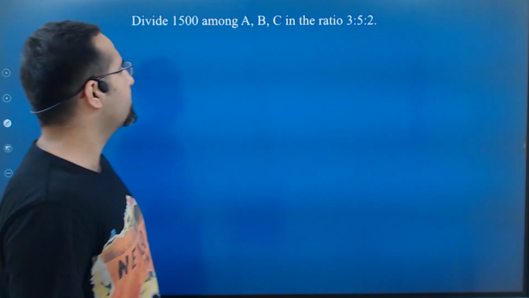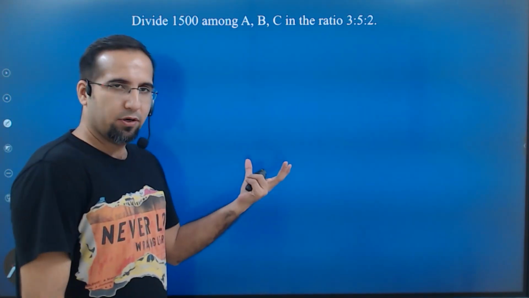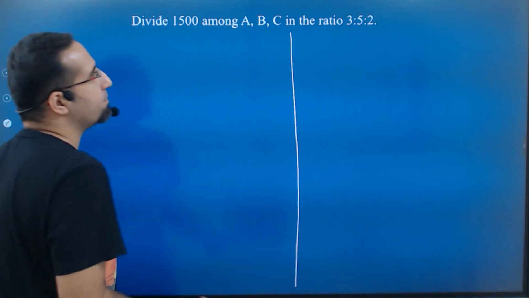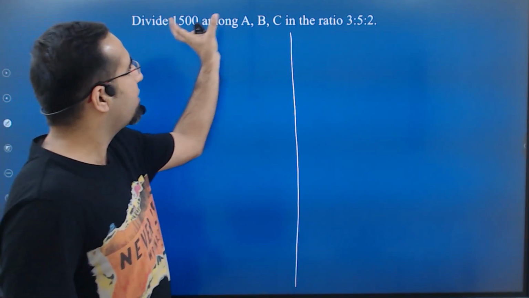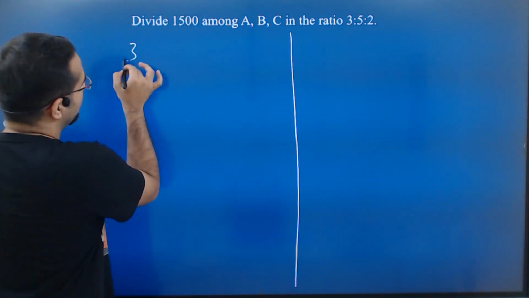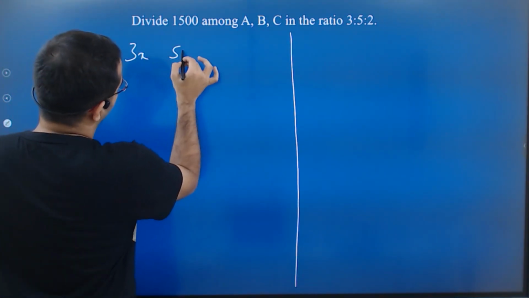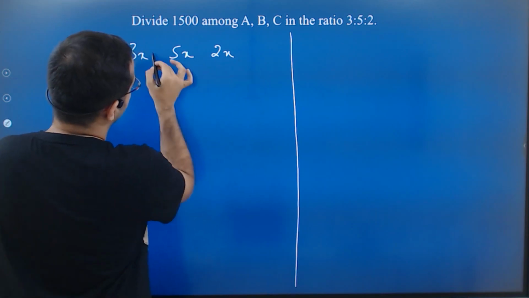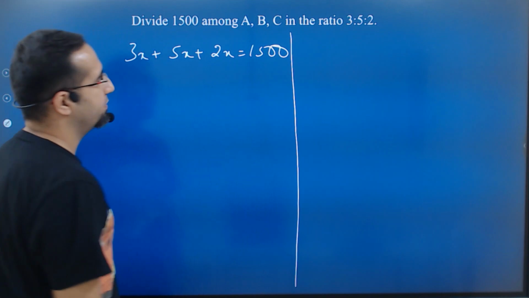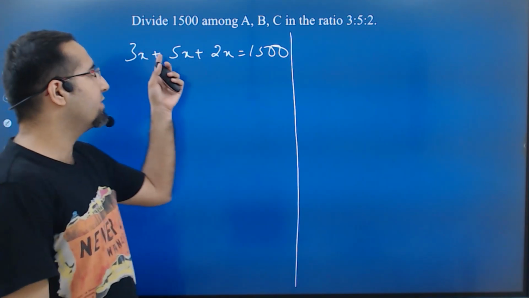Let's look at one more example. Two methods. I'm dividing the whole board into two parts. One is a basic method. What is a basic method? I am given: divide 1500 in the ratio of 3:5:2. So I can say this as 3x, 5x and 2x. So this plus this plus this is equal to 1500. So 3 plus 5 is 8, 8 plus 2 is 10.